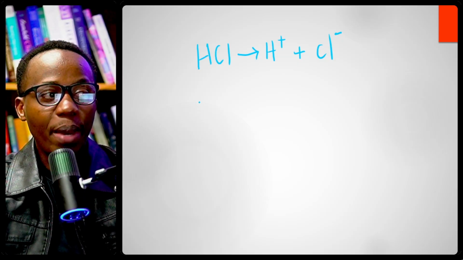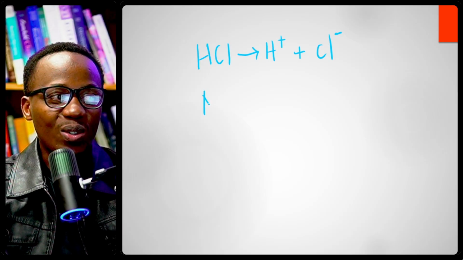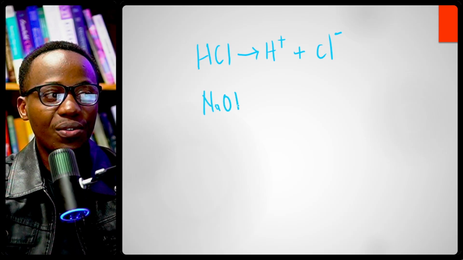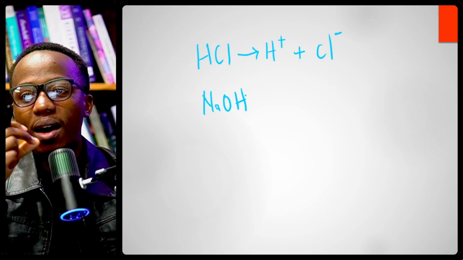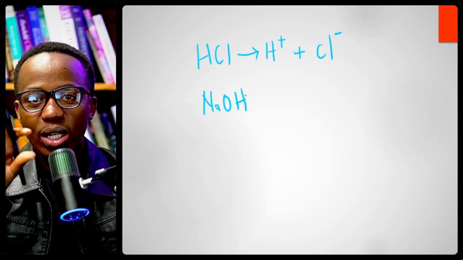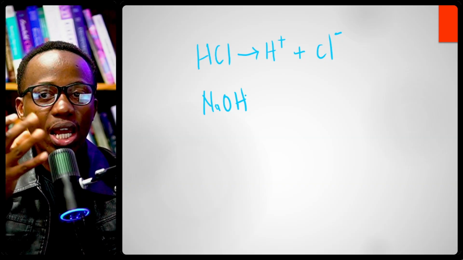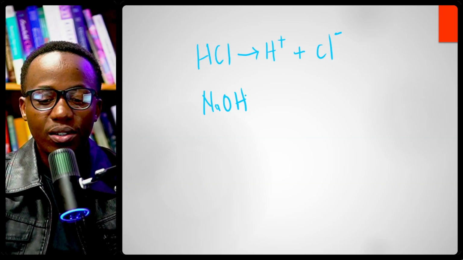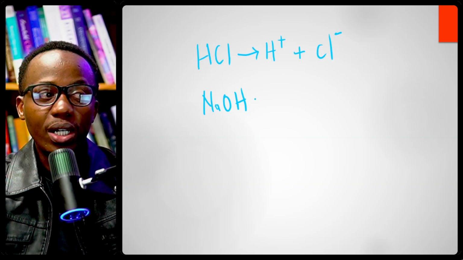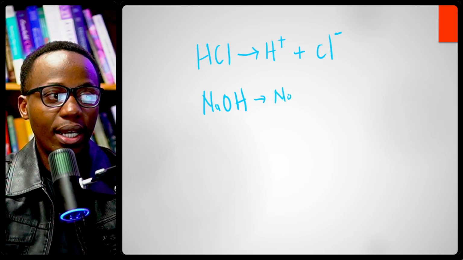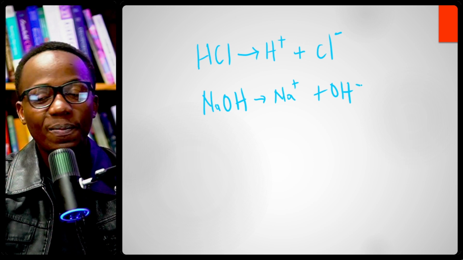A strong base is different. A strong base is NaOH, for example. A strong base is going to have a hydroxide, right? All of the strong bases will have hydroxide on them. So NaOH is an example. NaOH is going to give away Na plus and OH minus.